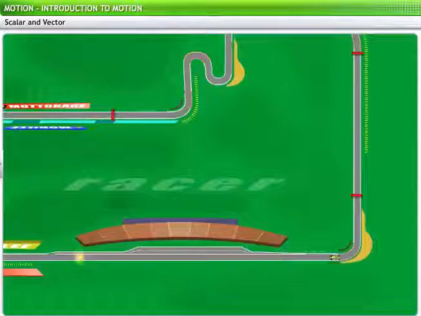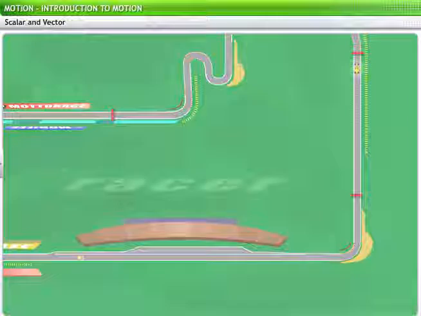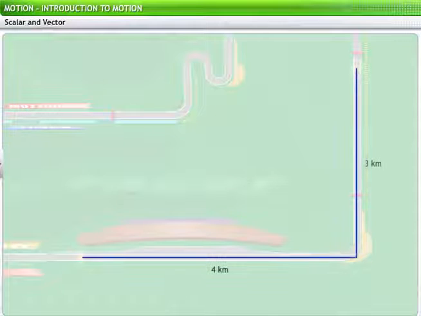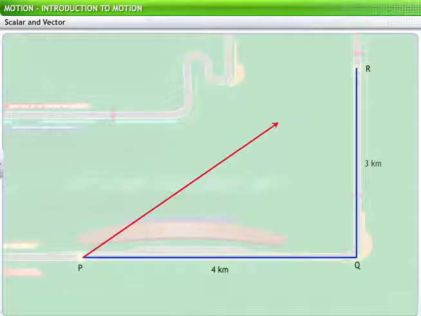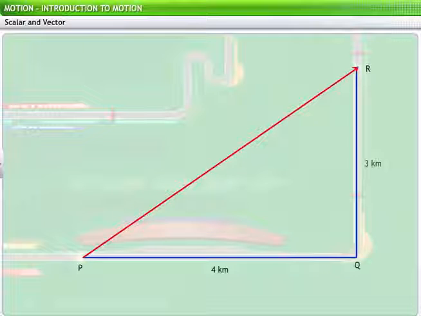Let's look at a car in the race. A yellow car is currently at a distance of 7 kilometers from the starting line. However, if we measure the straight line from the starting line to the position of the yellow car, it is positioned at a point just 5 kilometers towards the northeast direction. Here, distance of 7 kilometers is scalar, whereas the displacement of 5 kilometers towards the northeast is a vector.